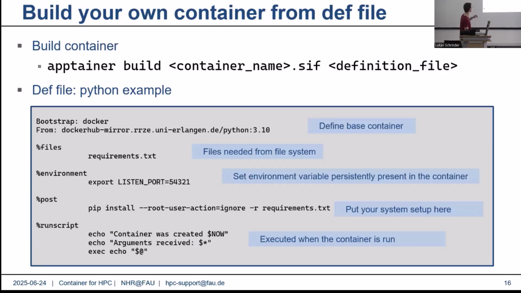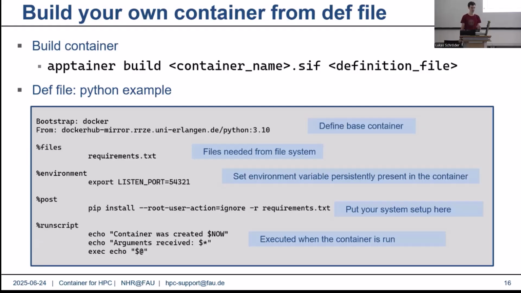Then you can set environment. This is just for example, if you want to specify some listen port that's always present when you set it inside of the container. Then there's the post section. There you can run basically anything that you would also run if you set up a new computer system. In this case, because we use the Python base container, Python is already present, so we don't have to install it. So in this case, you just have to write pip install and the requirements.